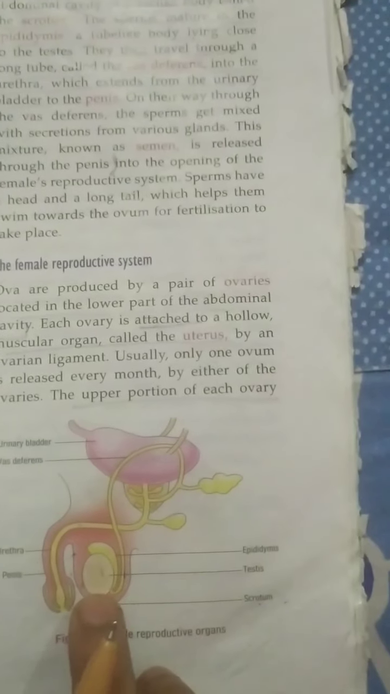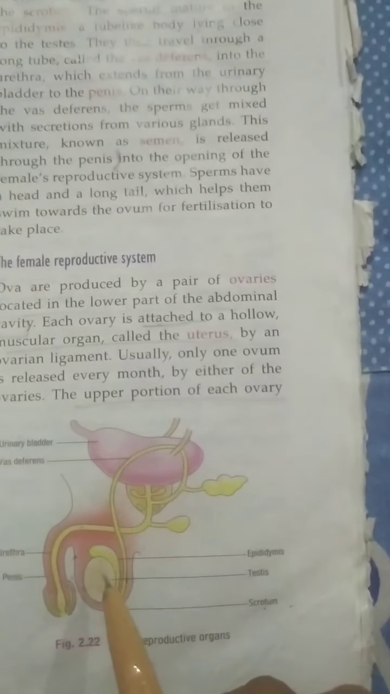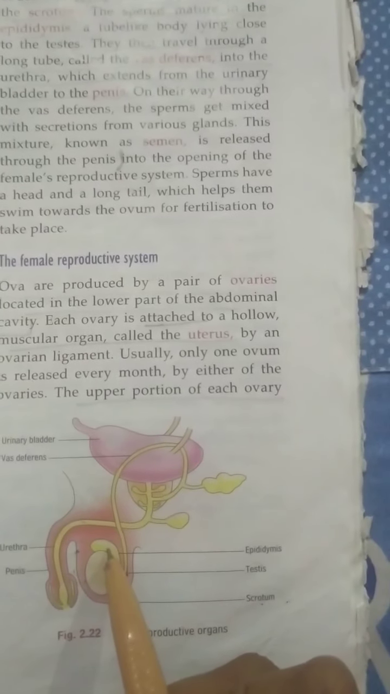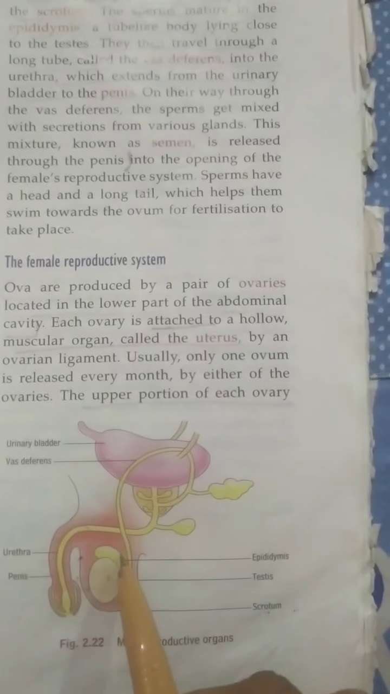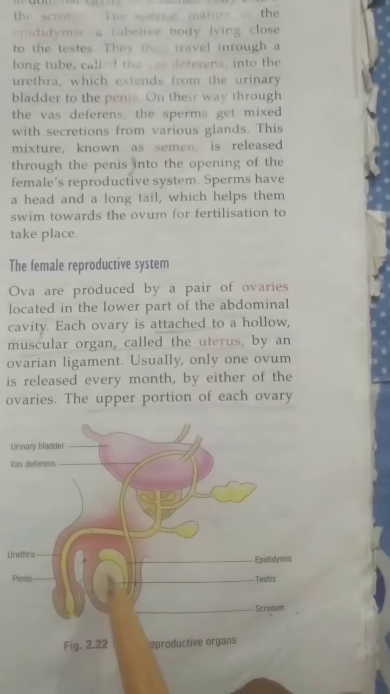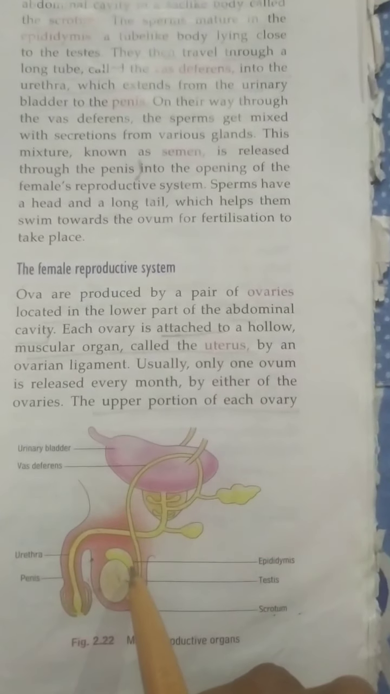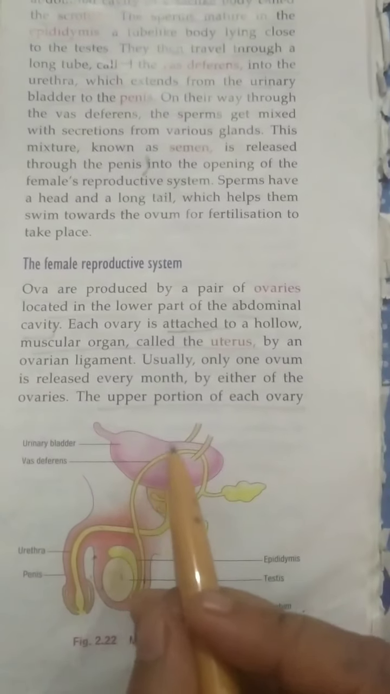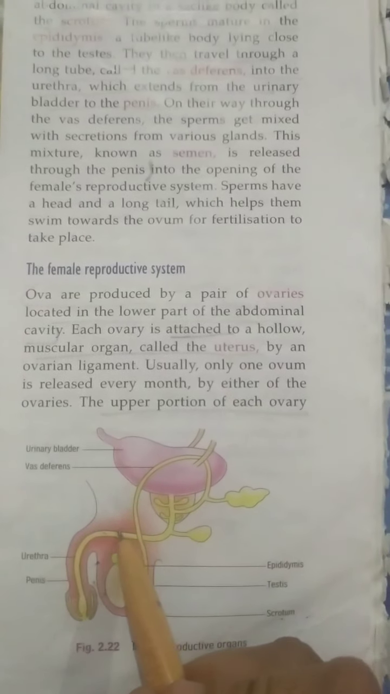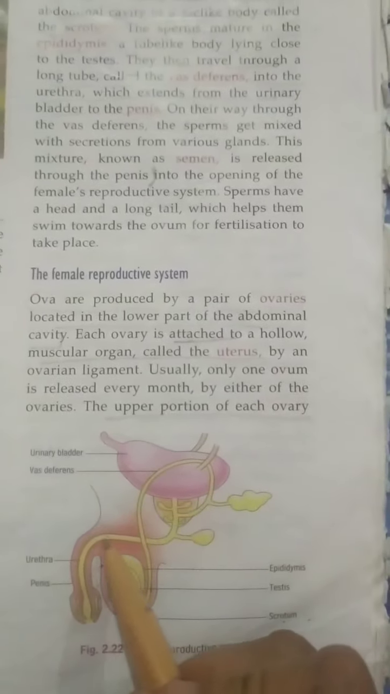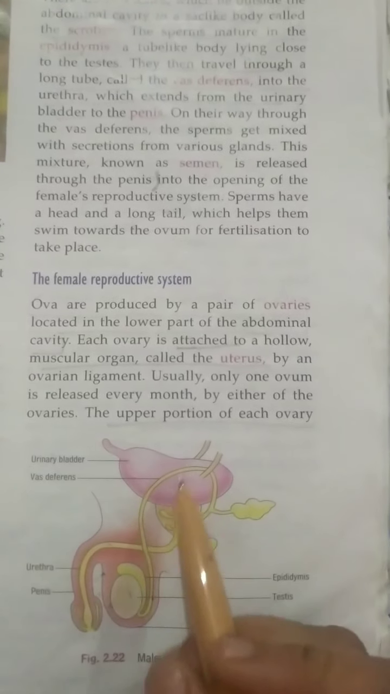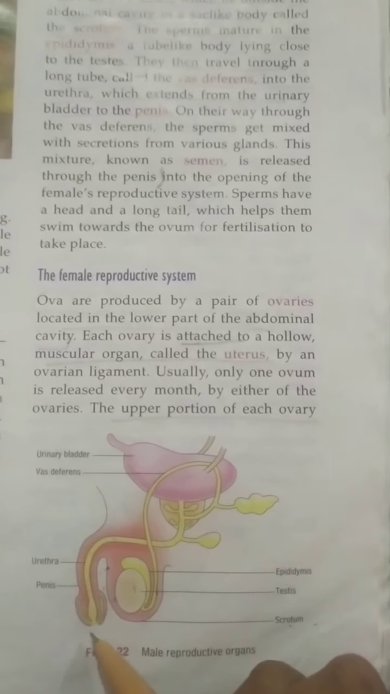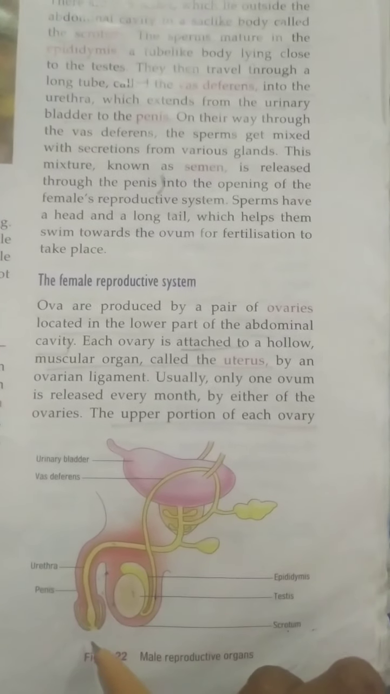So you can see from here, when the sperms are made, they mature in the epididymis. The epididymis is a tube-like structure close above the testes. Now the mature sperms travel through the vas deferens. The vas deferens is a long tube that leads to the urethra, and from the urethra it goes to the penis, from where the sperm is released during intercourse.